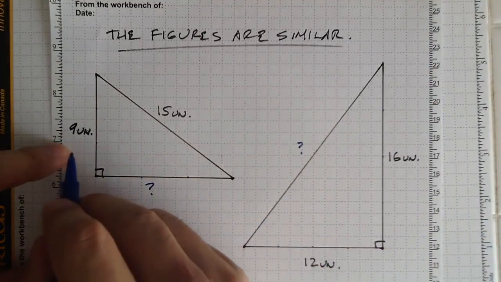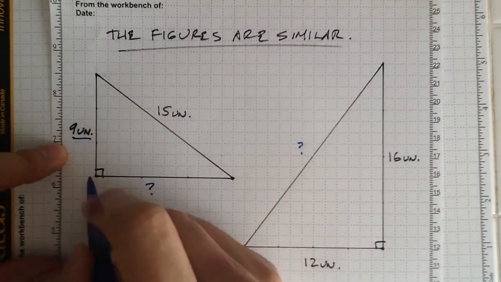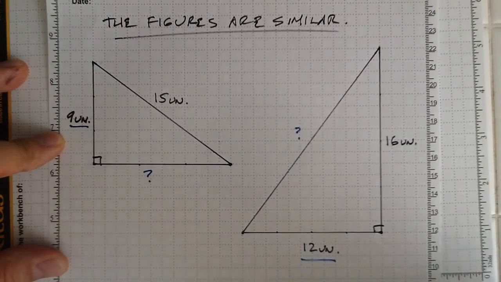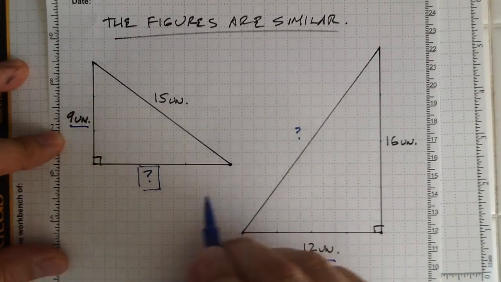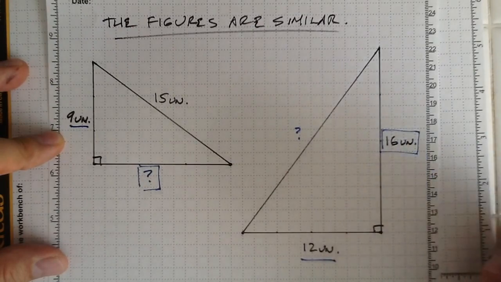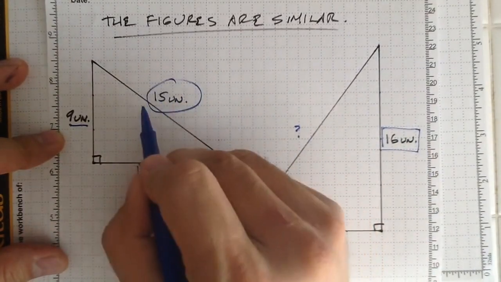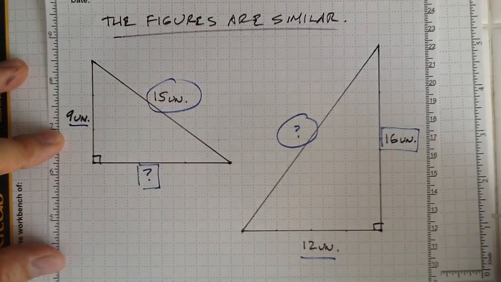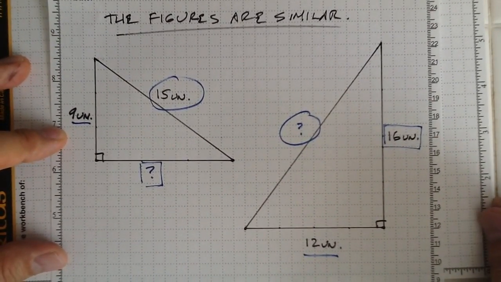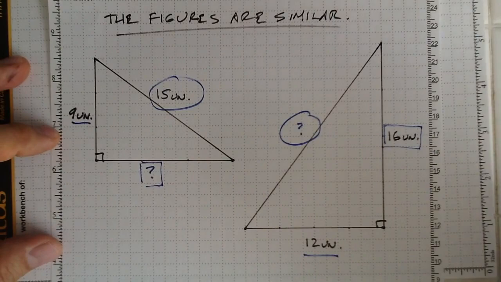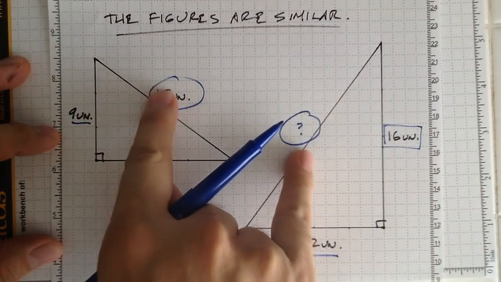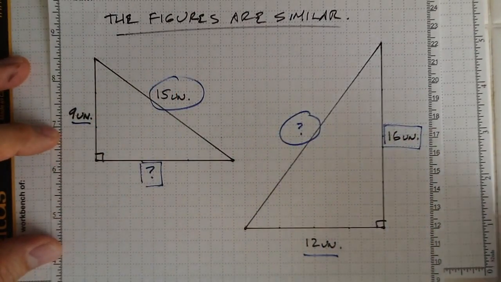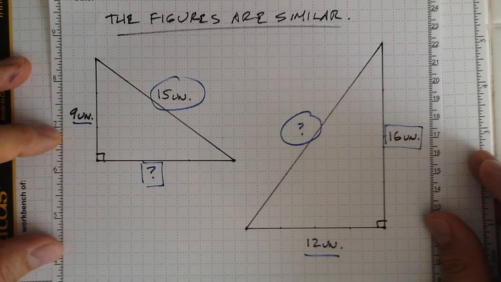So that would mean that the 9 units on this side correspond to the measurement of 12 units on the larger one. Which would then mean that this question mark here, which I'll just box out, should correspond to this 16 units over here. And of course that means that this 15 units, which I'll circle, corresponds to this missing side here. So what we discovered was that with similar triangles, all three sides, if I pair them up, this pair, this pair, and this pair, should all work out to the same scale factor or ratio.